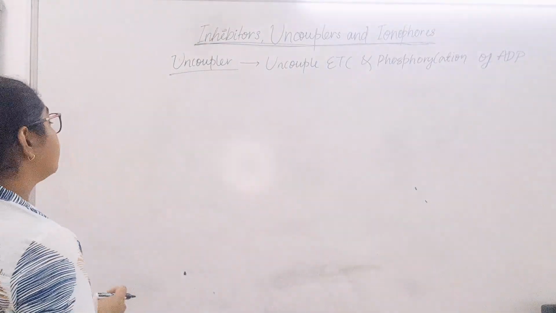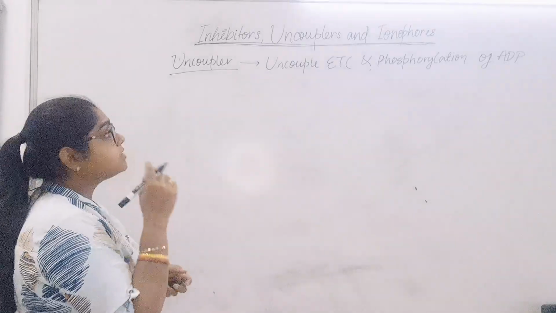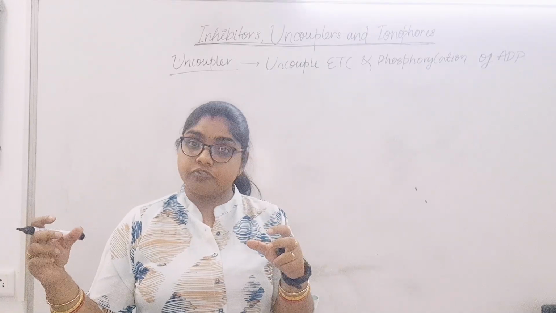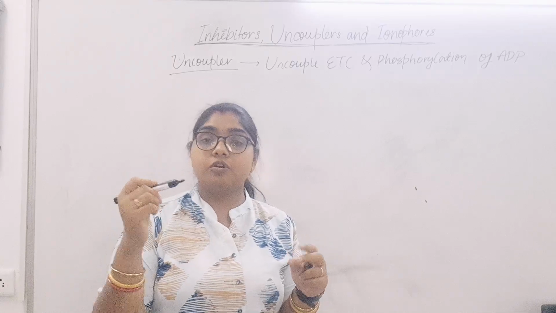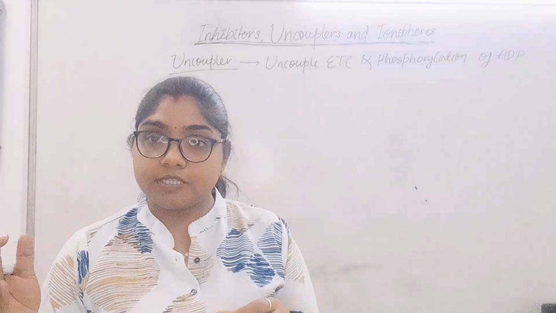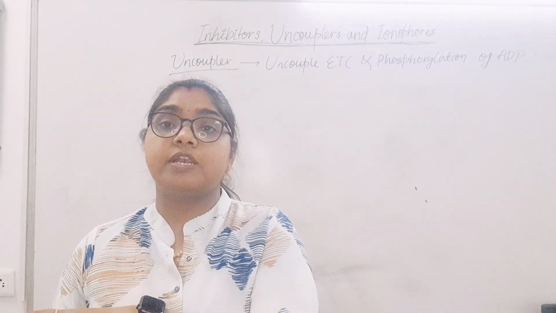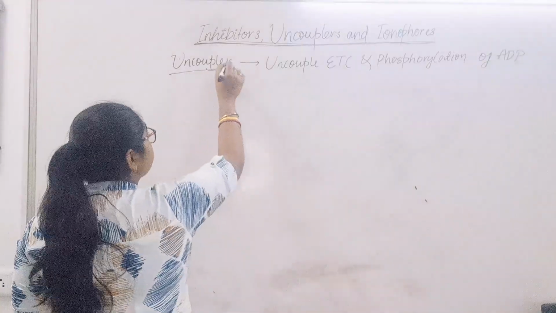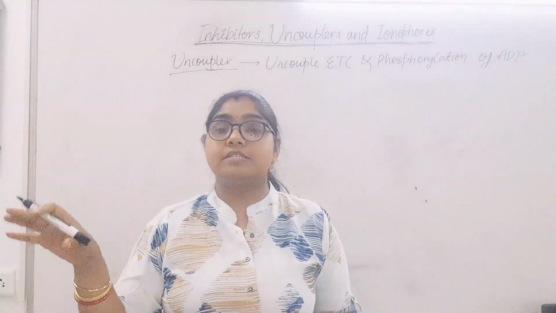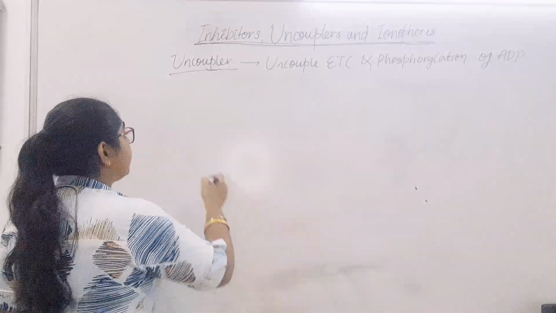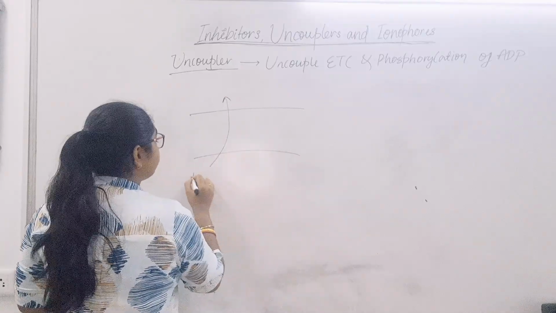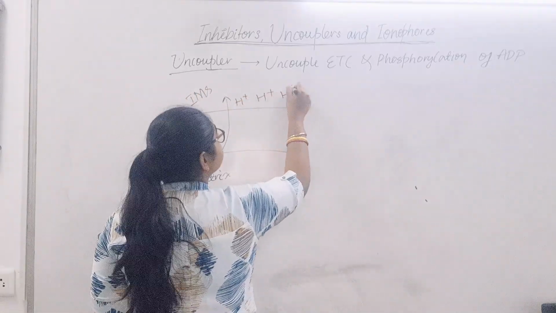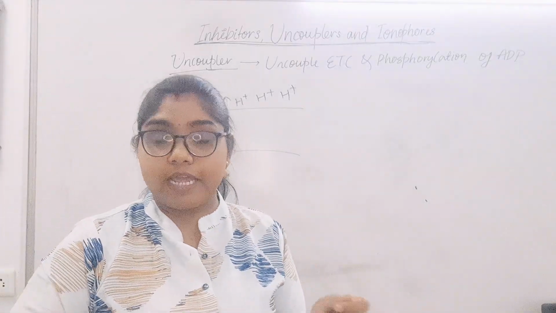So how do these uncouplers work? While we are studying oxidative phosphorylation, electrons transfer through the complexes of the electron transport chain, and at the same time protons move from the matrix to the intermembrane space. In the intermembrane space this creates a proton gradient, which generates the proton motive force that drives ATP synthesis.